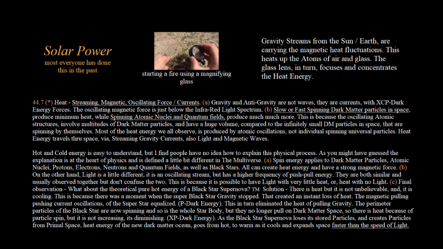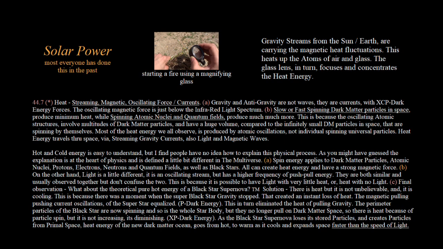as well as black stars. All can create heat energy and have a strong magnetic force. B, on the other hand, light is a little different, it is an oscillating stream, but has a higher frequency of push-pull energy. They are both similar and usually observed together, but don't confuse the two.